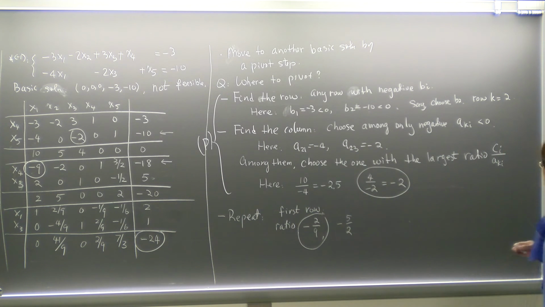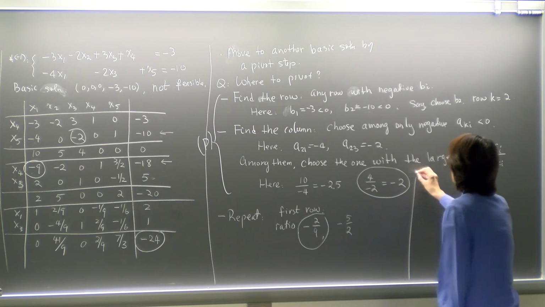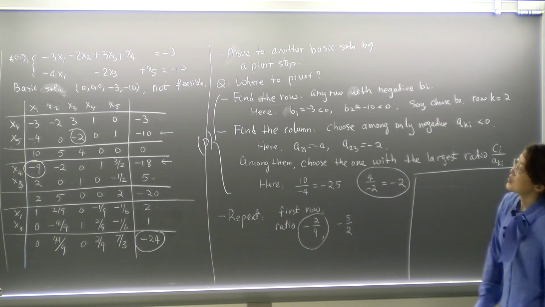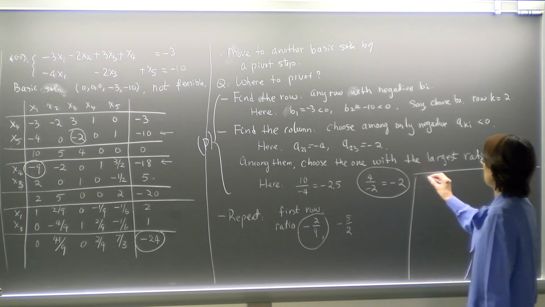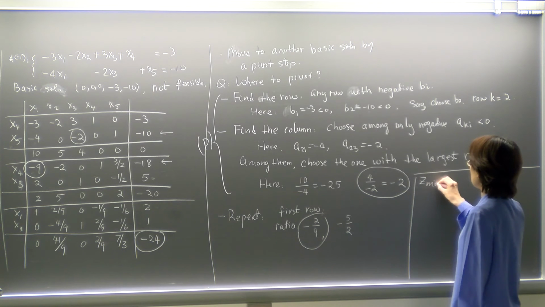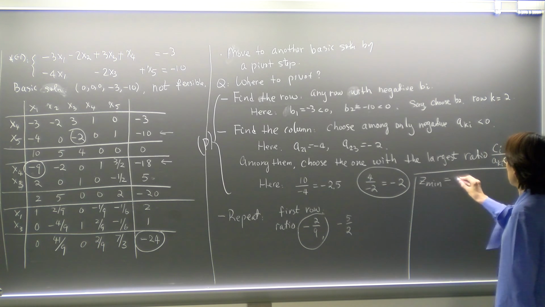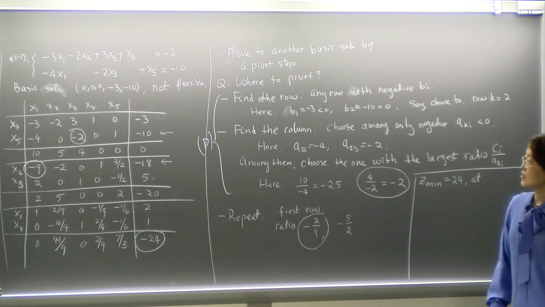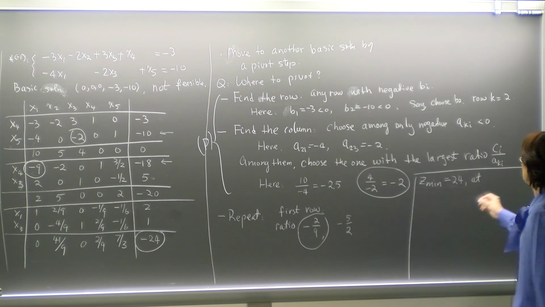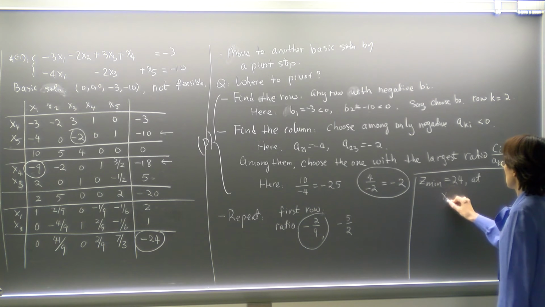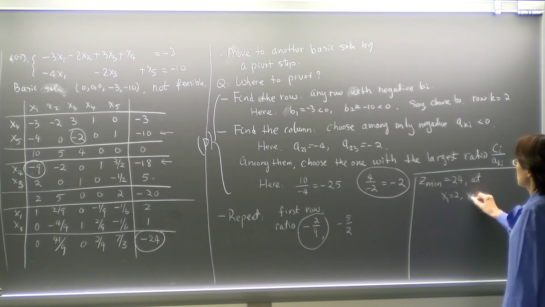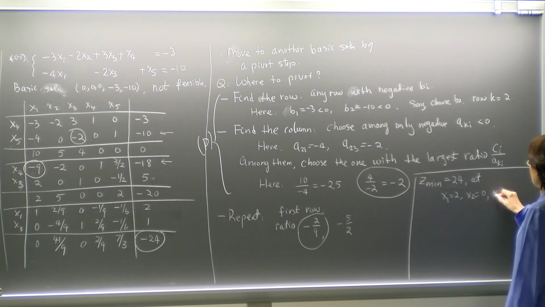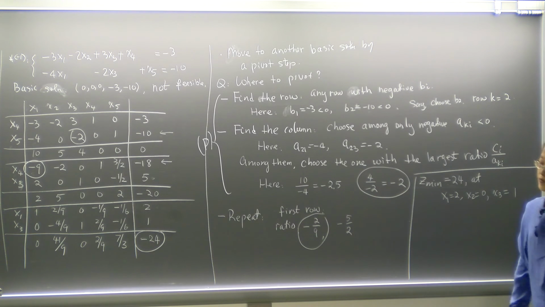Is that right? So let me write it here. Optimal solution. What was the original problem? Minimizing. So I can conclude Z min equals the negative of that, which is 24, obtained at, what is my basic solution? x1 is 2, x2 is 0, x3 is 1.